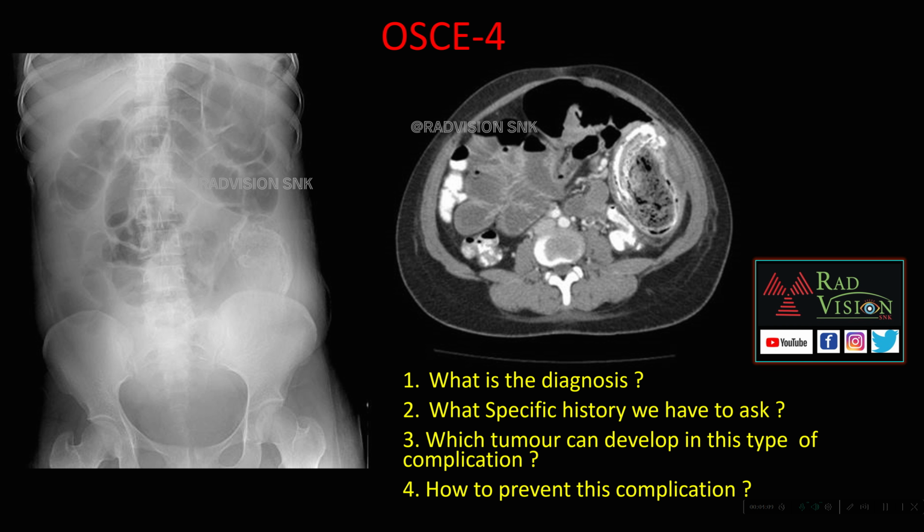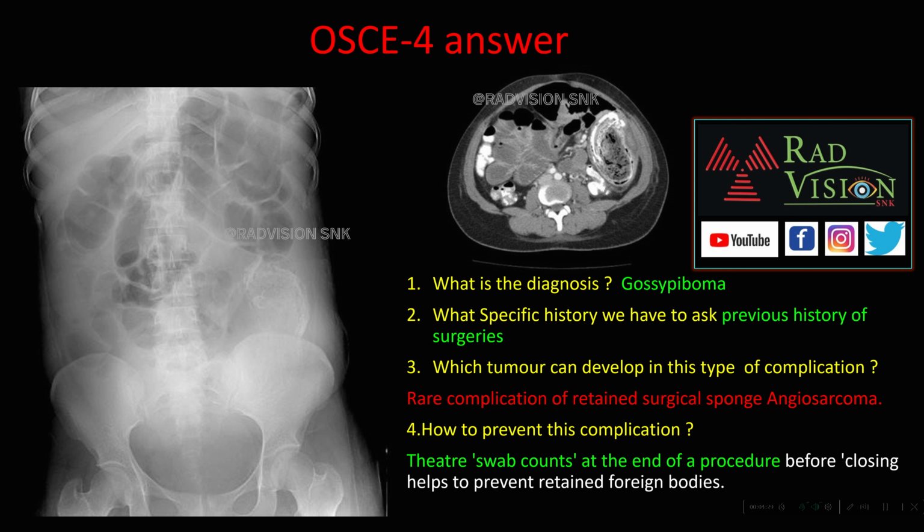Next, you can see this. What is the diagnosis? You can see there is a faint radiopaque lesion noted in the left lower abdomen, also in the left iliac fossa, and also you can see there are multiple air foci surrounded by hyperdense foci and also in the soft tissue component, especially noted in the left lumbar region. So what is the diagnosis? This is a typical case of Gossypiboma.